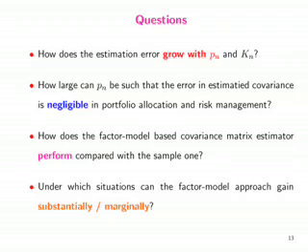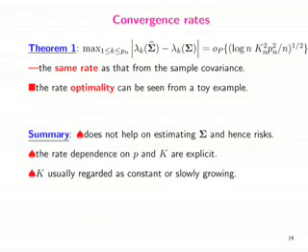How does estimation error grow with dimensionality or with the number of factors? How large can P be, the number of stocks you have, such that the error in the estimation is negligible in portfolio allocation or in risk management? And you may ask, how does the factor model-based covariance matrix perform compared with the sample covariance matrix? Under what kind of situations does the factor model-based approach gain substantially, or just marginally? So let's build some theory first, and then we'll go to the practical implications of those.